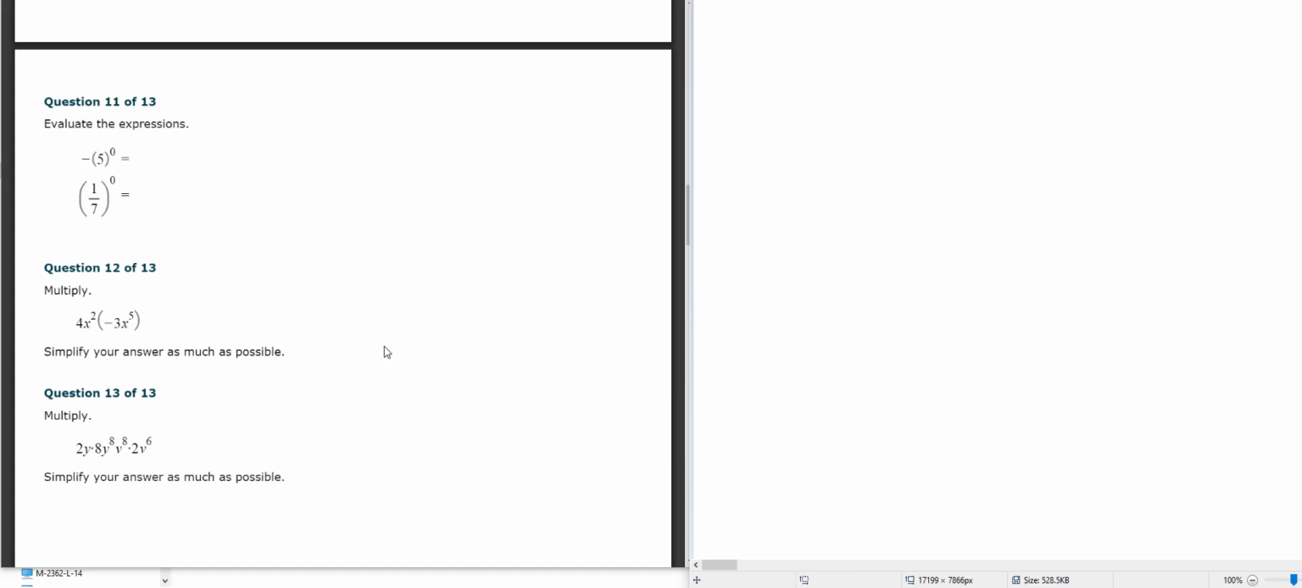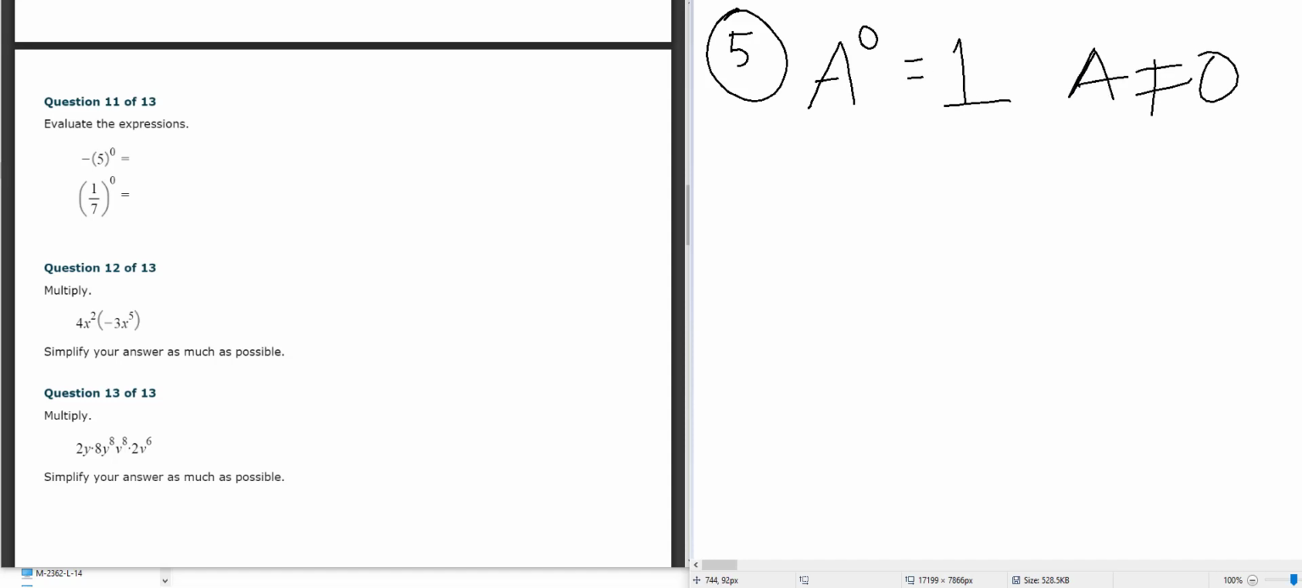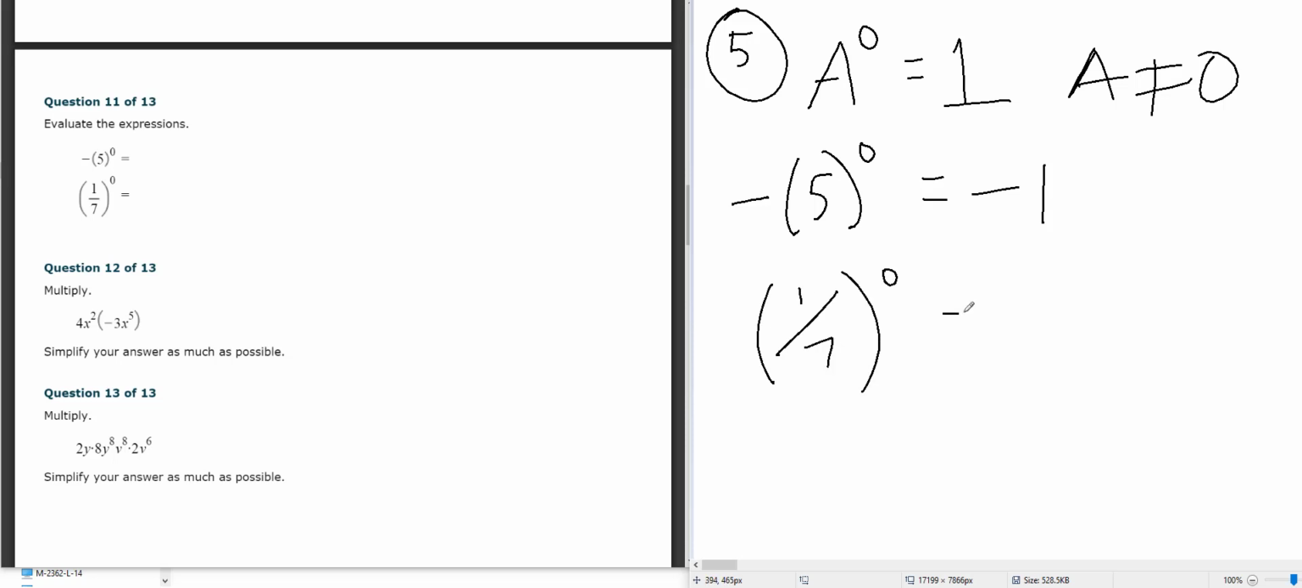Now we see in question number 11 the 0 exponent. We already talked about this a little bit, but let's write this down as rule number 5. Any base to the 0 power is 1, except the base can't be 0. So the opposite of 5 to the 0 is -1. 1/7 to the 0 is +1. Now remember, this 0 does not apply to this sign, so that's why it came over. In this case, the 0 applied to the whole thing, so it's just 1.